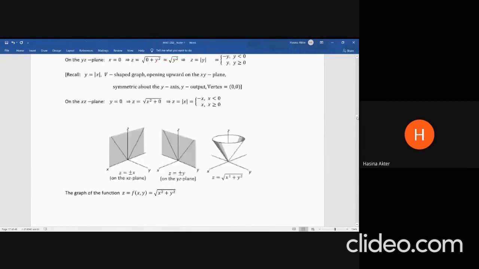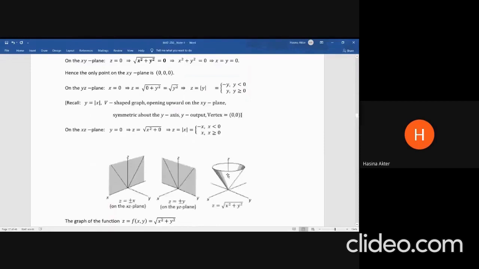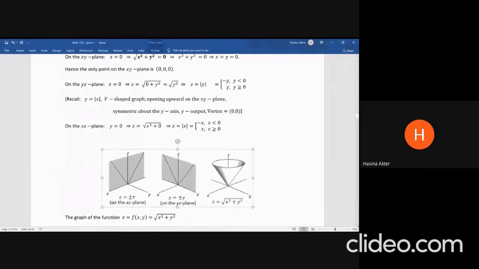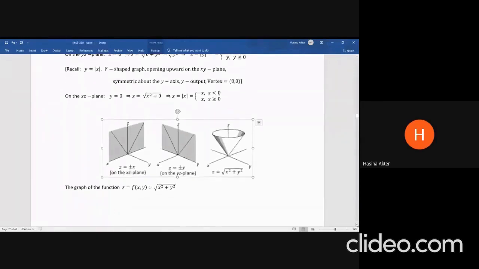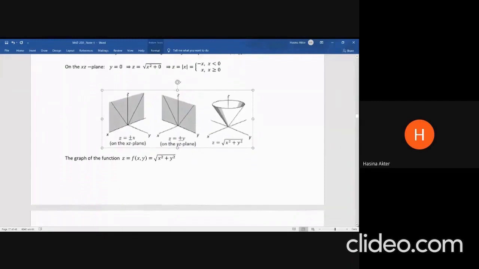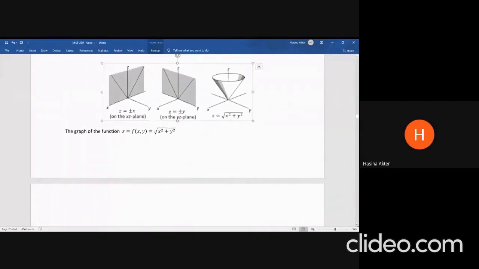That means by spinning you get a cone. This is the graph of the function, which is a cone opening upward with vertex at the origin, 0, 0, 0. And it is a hollow cone. When you have the function, it's a hollow cone. That means this is just like the cone for an ice cream cone. Inside, you have nothing. Do you understand the shape of the graph?